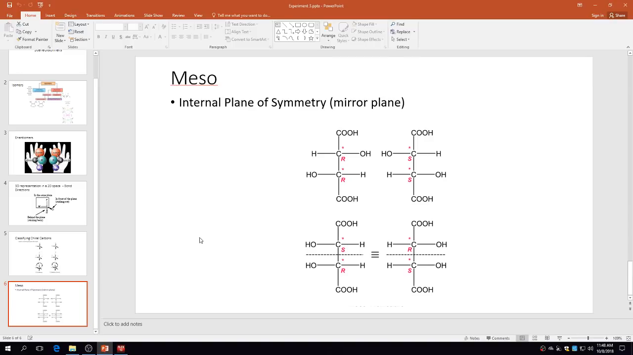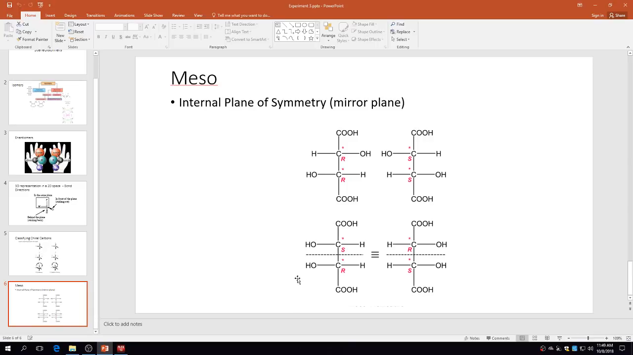All right. Last thing is meso. Meso is weird, and it means there's an internal plane of symmetry. And the only way that you're going to see a meso compound is if you make the model and you flip it over like a pancake. All right? What you're going to find is if you make a compound like this, where this is S and this is R, and you literally flip this end over here like a pancake, okay? What you're going to see is you turn it into RS.